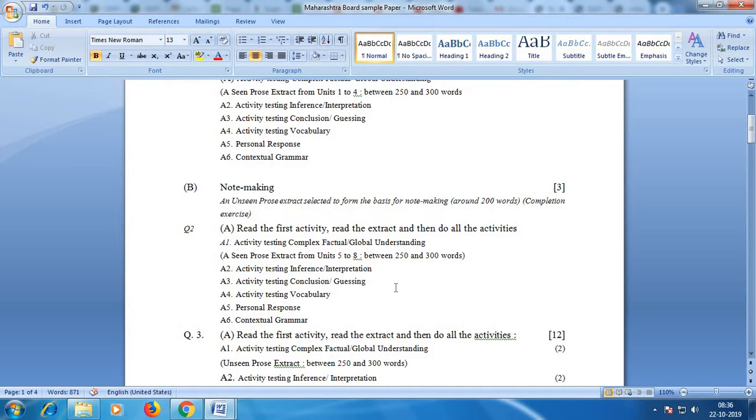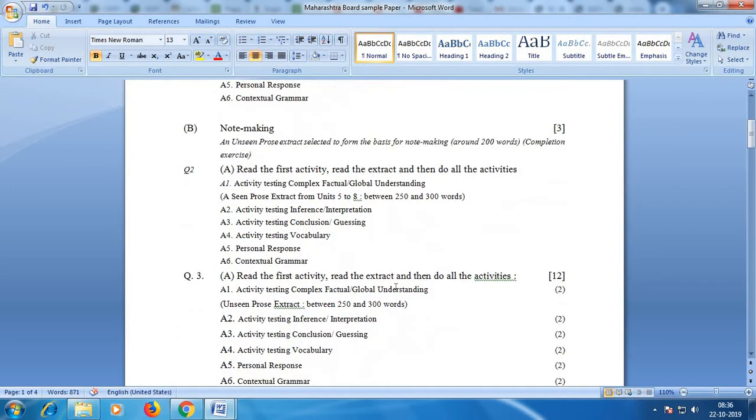So how to do the note making? From the same passage, they give you a format. Based on the same passage, they give you a format. It is an unseen prose extract selected to form the basis for note making, around 200 words. And it's a completion exercise. Actually half is done and half is left for you, and that can easily be done. You can easily find the points and fill the blanks. So it's quite a simple one.